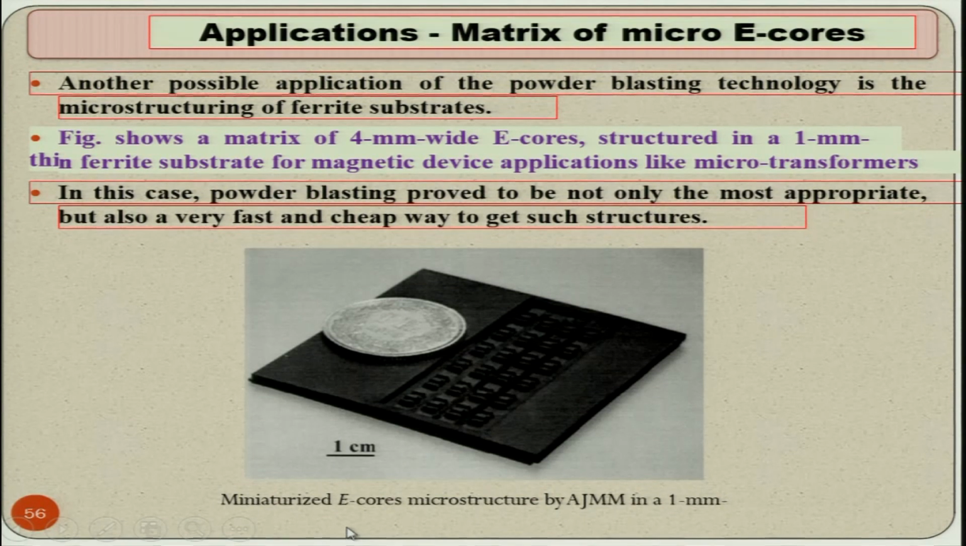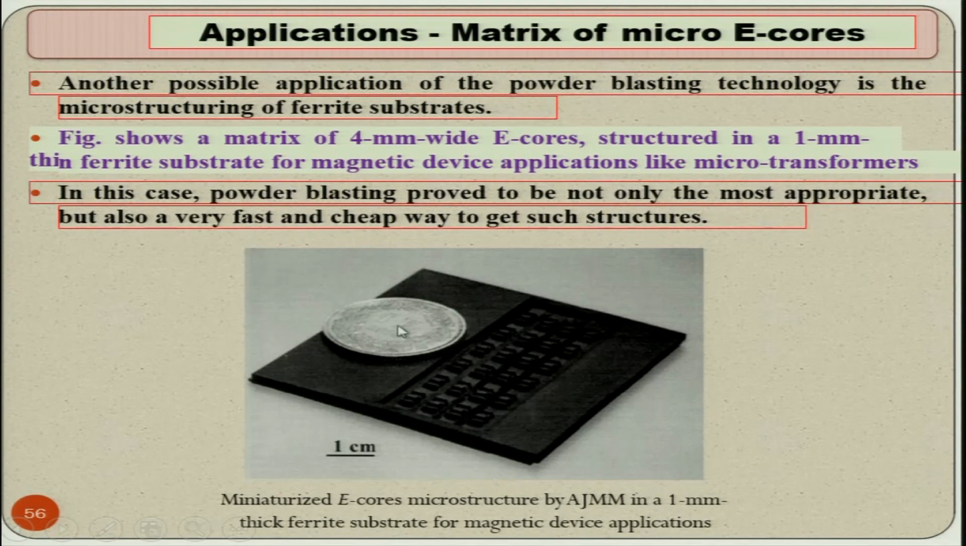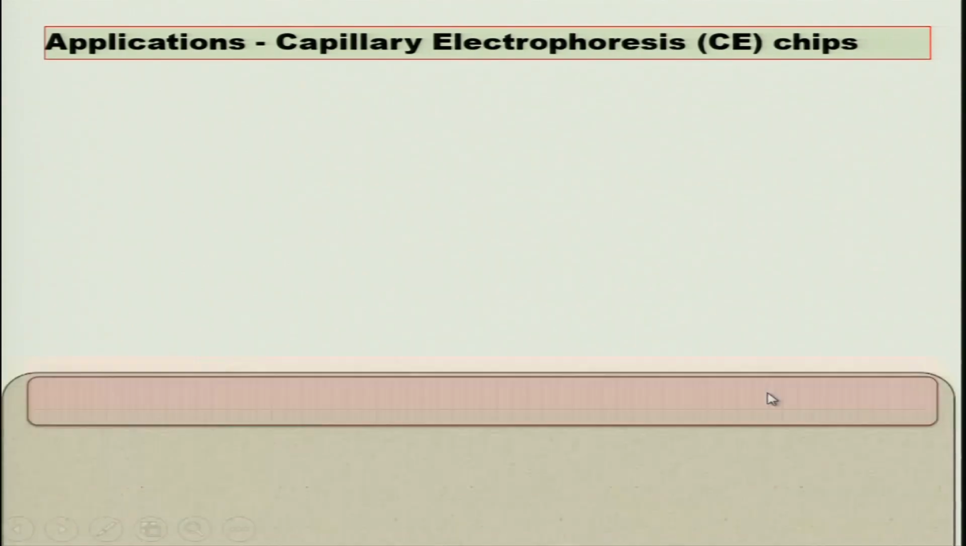So, this is the miniaturized E course microstructure by AJMM in 1 millimeter, and this is the coin capped over here just to thick ferrite substrate for magnetic device application. This is the coin capped over here just to compare the dimensions with this particular coin.